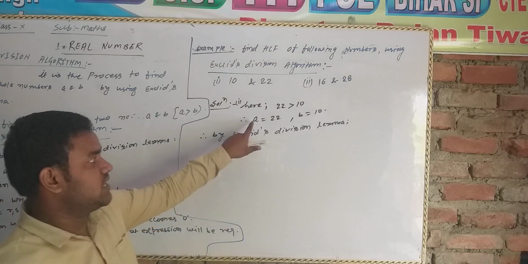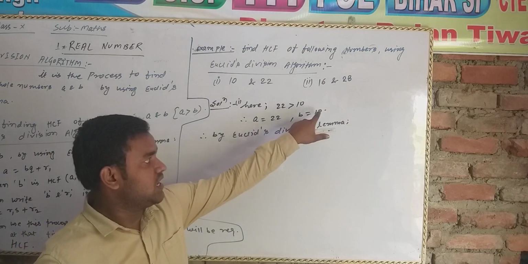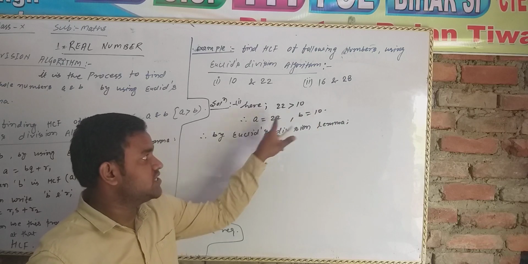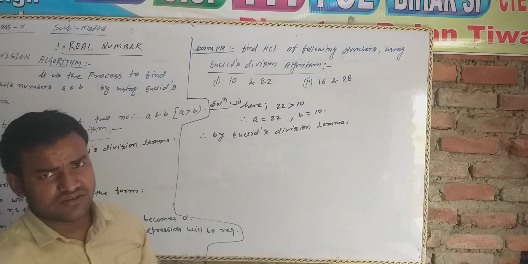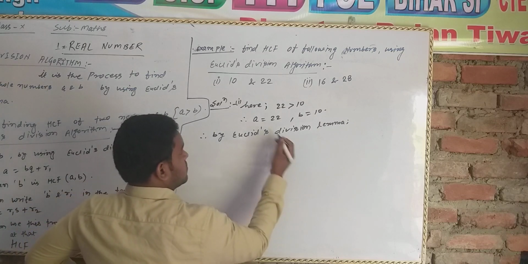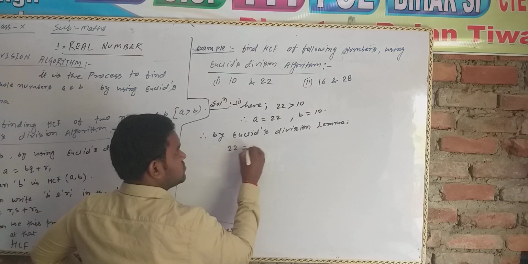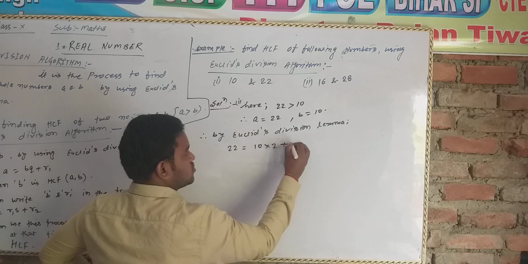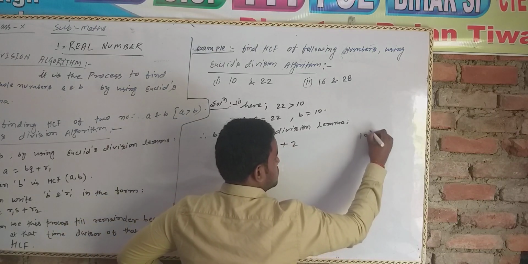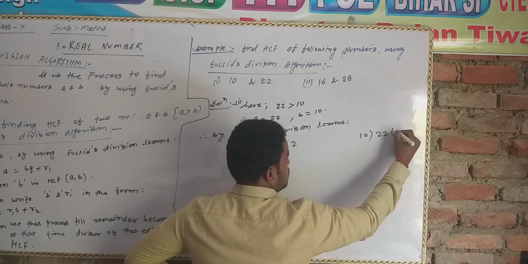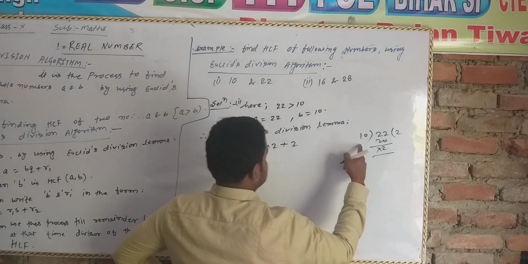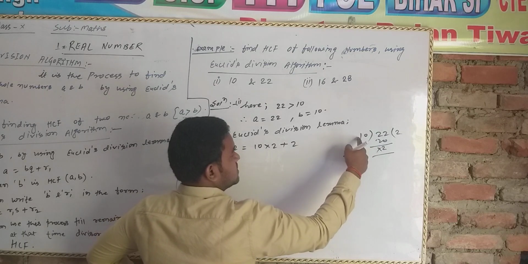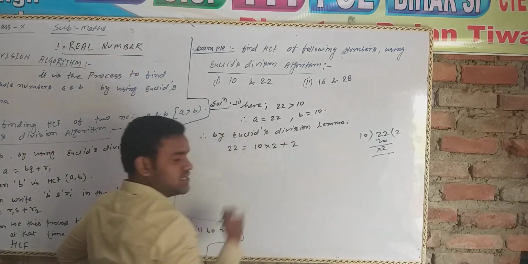each dividend will be written in the form of divisor into quotient plus remainder. As you know, here A, 22, is the dividend and the divisor is 10. Divide 22 by 10, whichever quotient comes, and the remainder, write in the form of A is equal to B Q plus R. Okay, so here it becomes 22 is equal to 10 into 2 plus 2. How? Pay attention, 10 se 22 ko divide kiye to quotient 2, okay, and remainder comes out 2.